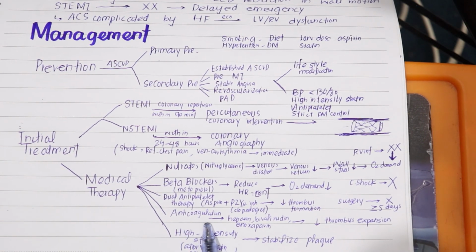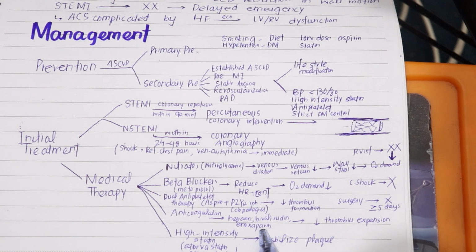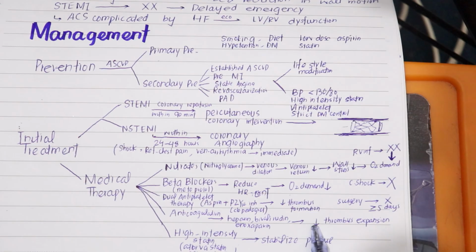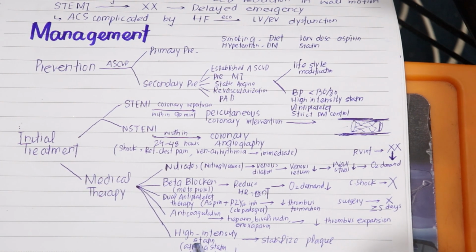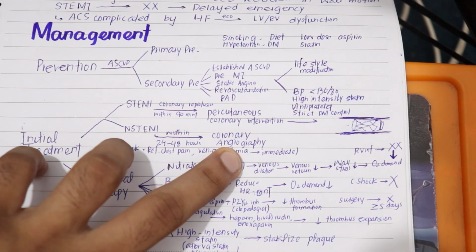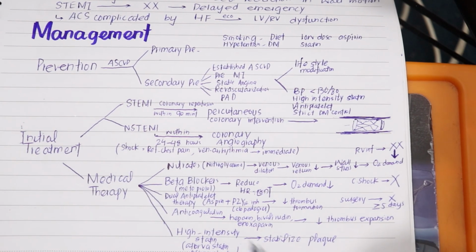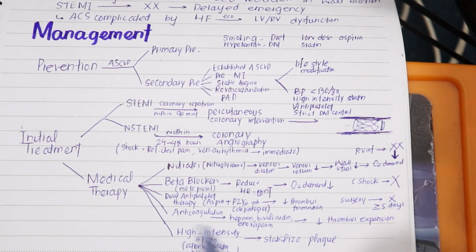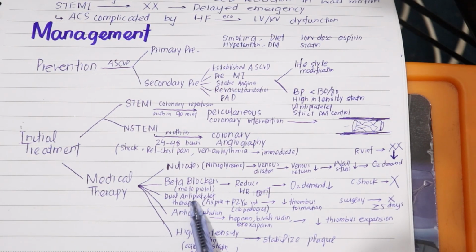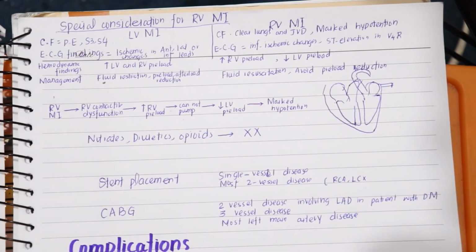Third one is anticoagulation like heparin, bivalirudin and enoxaparin. It decreases the risk of thrombus expansion. And fourth one is high intensity statin. It stabilizes the plaque, like this one. If there is a plaque in the artery, it will stabilize it, so it will not rupture. So these are nitrites, beta blocker, dual antiplatelet therapy, anticoagulation and high intensity statin.